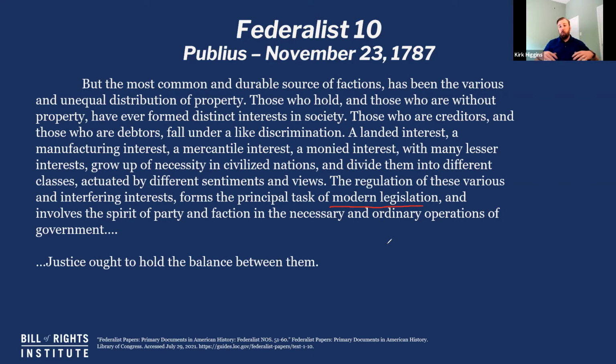In other words, we've got these things that all come together in society. What modern legislators are supposed to do, modern 18th century legislatures, is balance these things out. That's a challenge. He says it involves the spirit of party and faction in the necessary and ordinary operations of government, meaning people are going to come to the table with these different interests, these different backgrounds. The idea is that we have to balance these out. He said justice ought to hold the balance between them. In an ideal world, we're going to use justice as a lens to balancing out how these different interests are going to function.